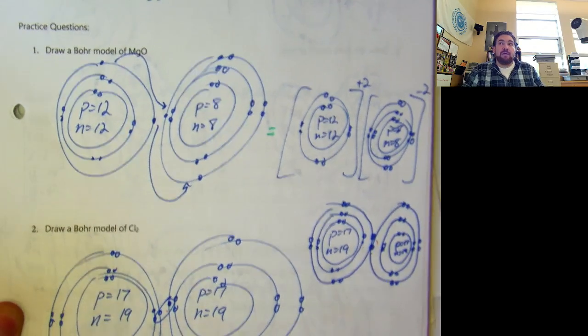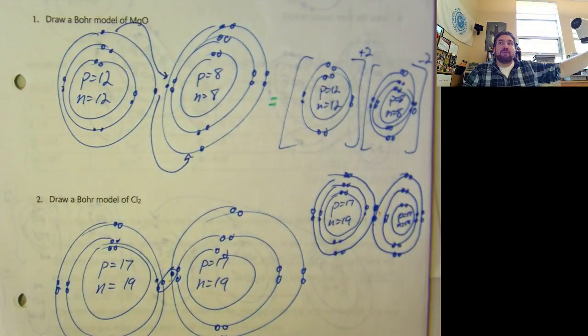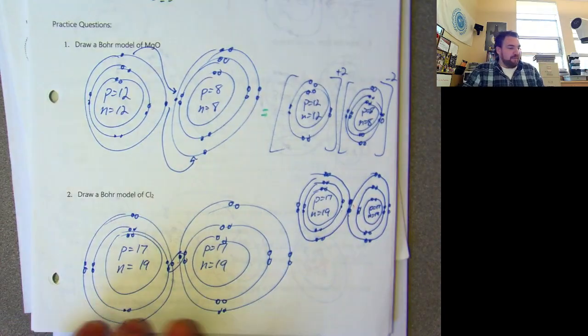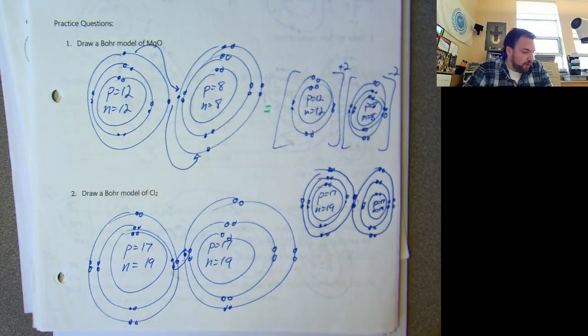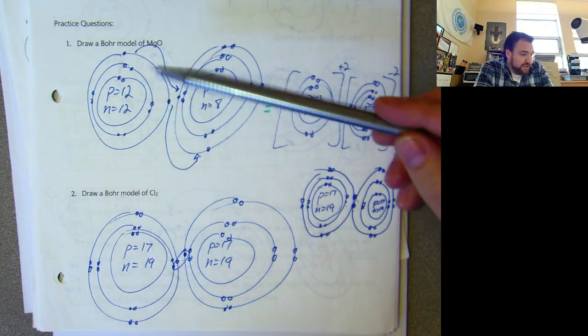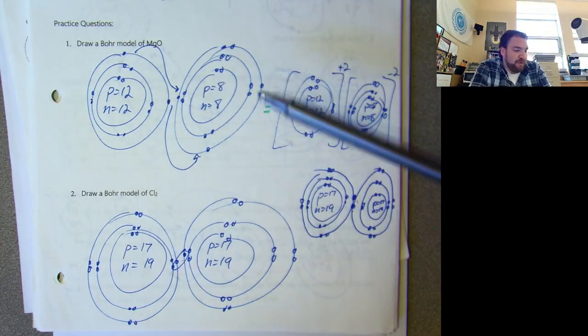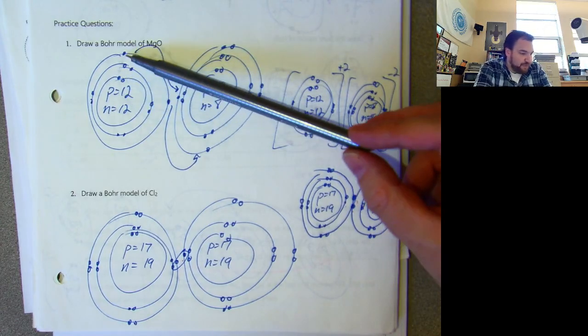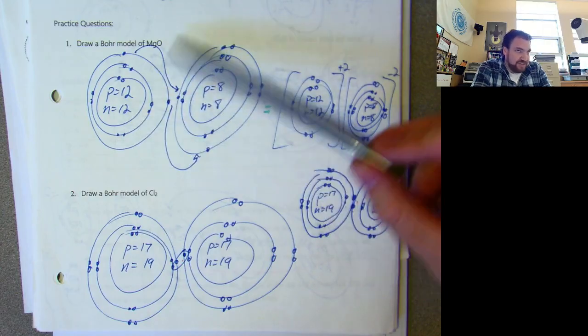Boom. These are the first two. Bohr diagram for MgO and a Bohr model for Cl2. So we got the Bohr model for magnesium, the Bohr model for oxygen. We drew the arrows for how they transfer. I want to see all these steps.